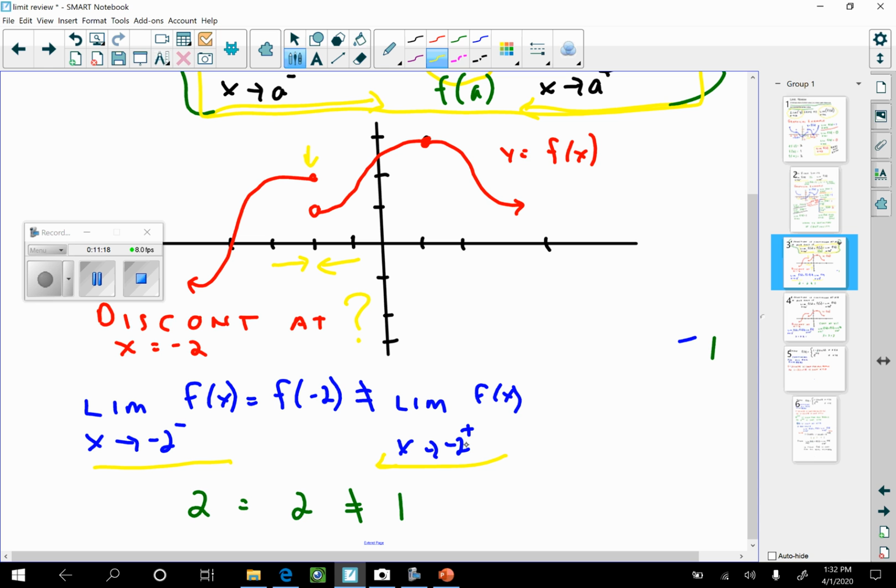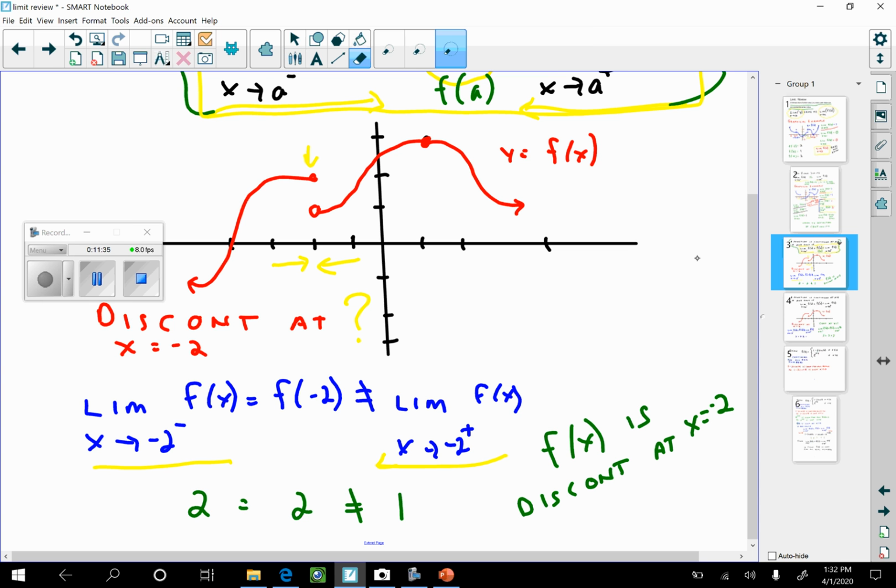This is the analytical reason why f of x is discontinuous at x equals -2. I don't know what these guys are here for.